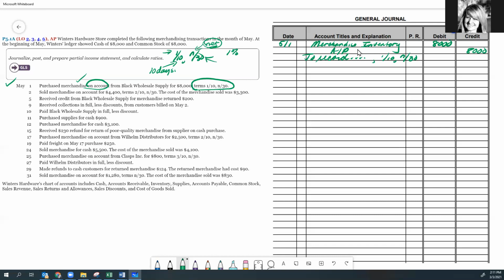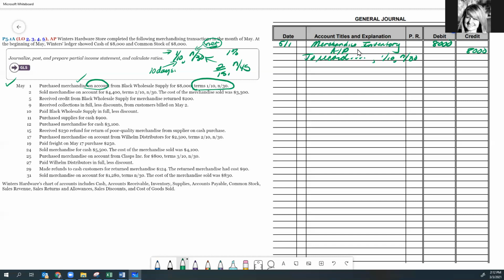Those terms, even though you see here 1/10 net 30, are changeable. It's whatever the companies agree to. So we could certainly have 2/15 net 45. That means we would take a 2% discount if we pay within 15 days. Otherwise, we pay the whole amount due within 45 days. We're going to make note of those terms because eventually we're going to pay for this merchandise, and when we pay for the merchandise, we're going to need to take the discount.